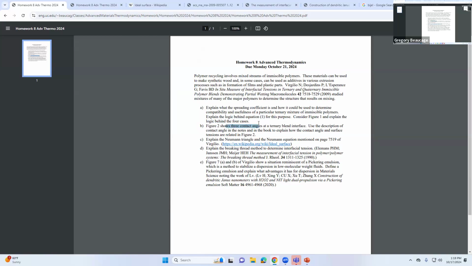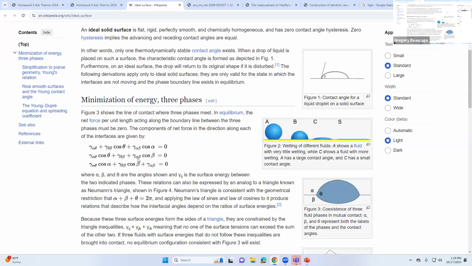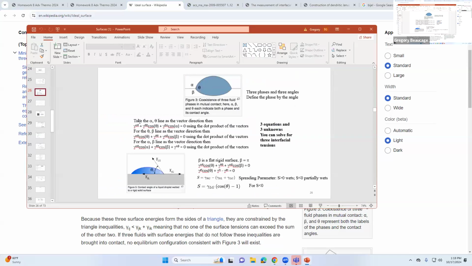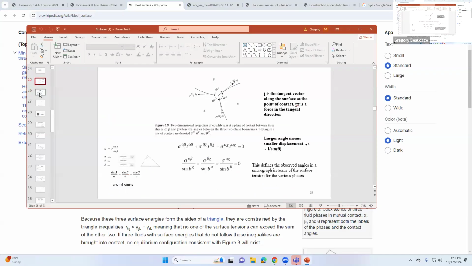What's going on in figure 2, basically based on the contact angle thing. And then explain the Neumann triangle and Neumann equation. That's also in the notes. And there's a wiki page for this ideal surface thing. There it is. This is the Neumann thing. So basically that's here. It's also in the notes, like what the Neumann thing is. So I went through that in class. Yeah. We will take reference from this.